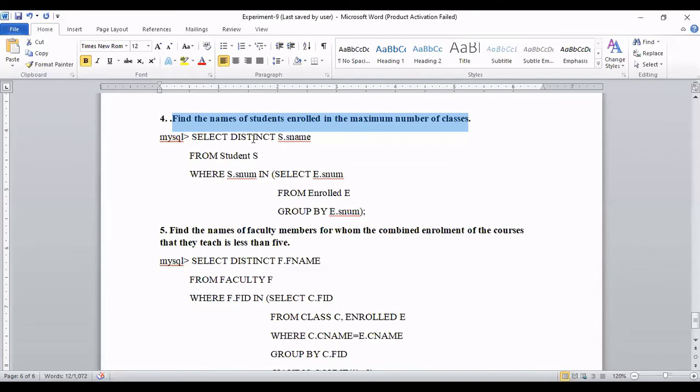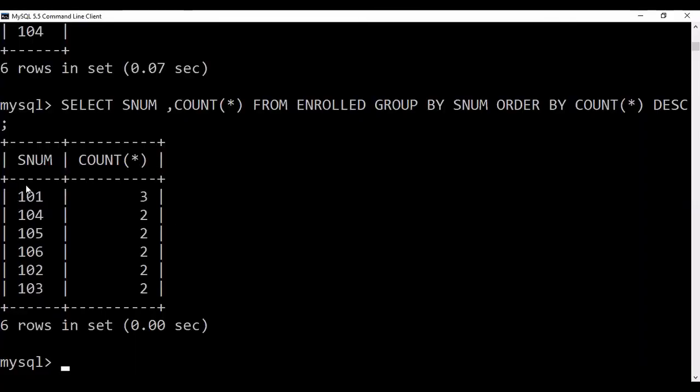Number 4 is saying: find the number of students enrolled in the maximum number of classes. Which student is enrolled in the maximum number of classes? You can see in this SQL it is showing 101 is enrolled with 3. So which student is enrolled with the maximum number of classes, the first student. I don't want these details, I only want the first row.